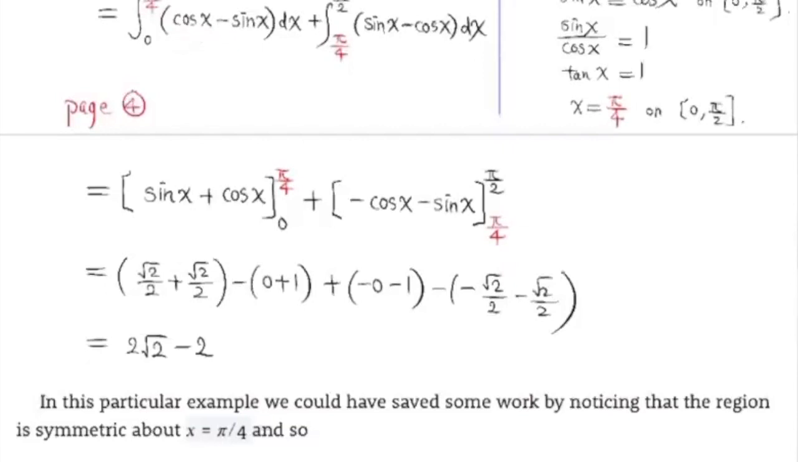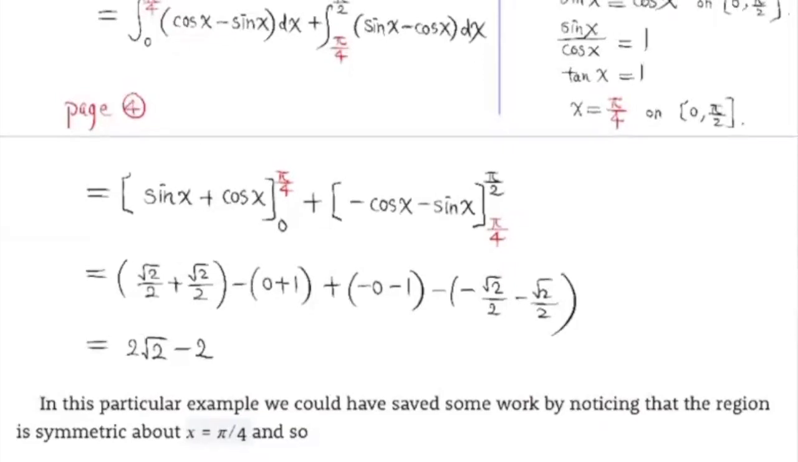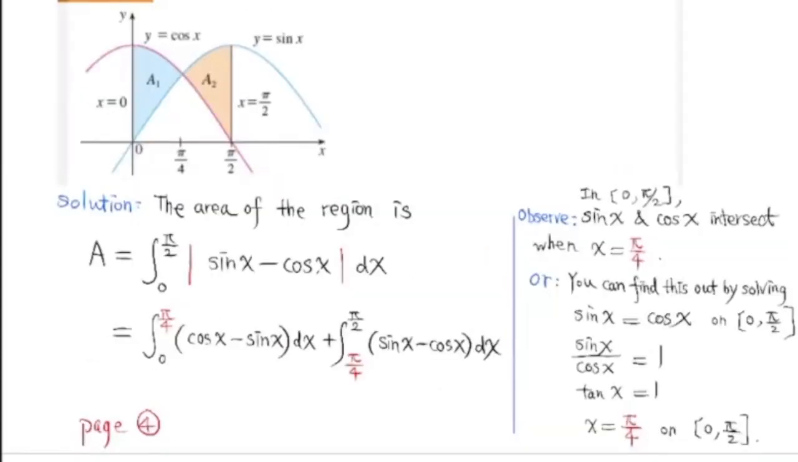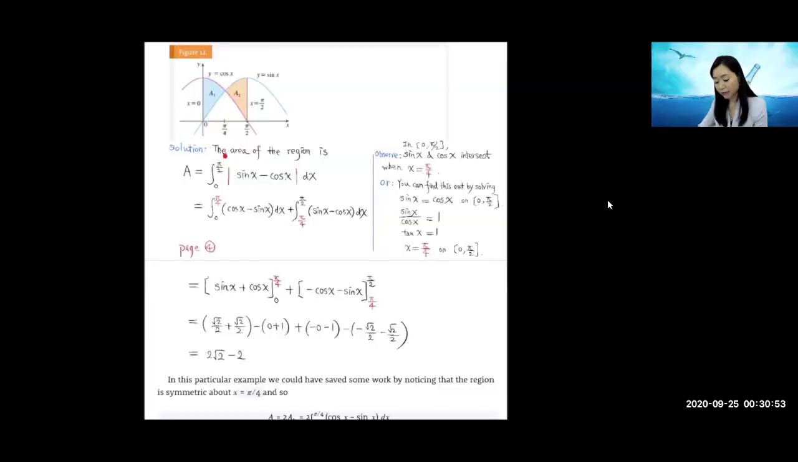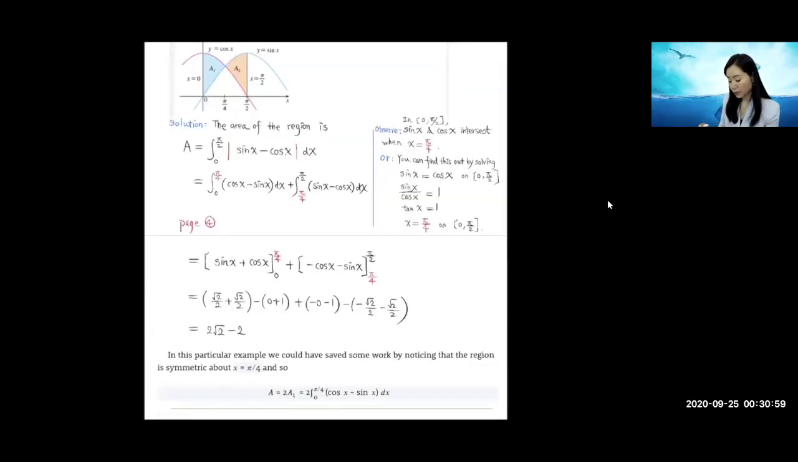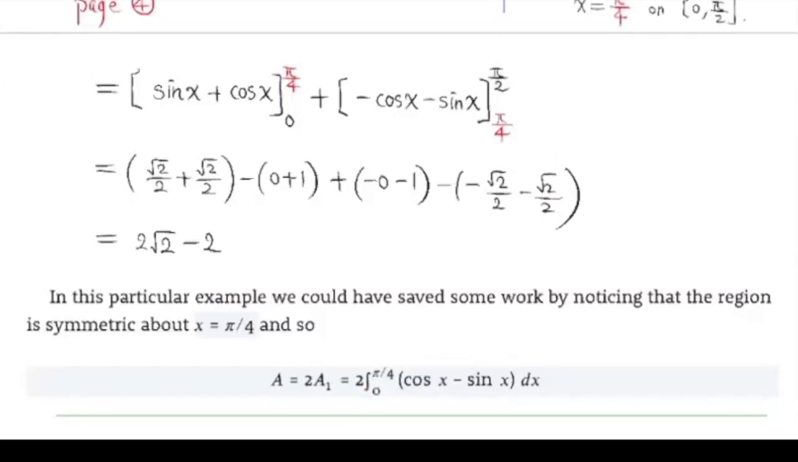Now, notice that in this particular example, we could have saved some work by noticing the region is actually, these two regions are symmetric about this line x equal to π/4. So these two regions are symmetric. So if I can calculate A1, I can double that to find the total area over here. So the total area is 2 times A1, which is 2 times this integral over here. That will save you some work. Okay.